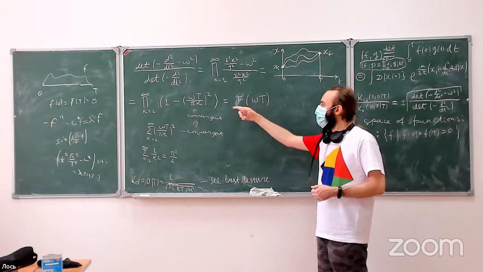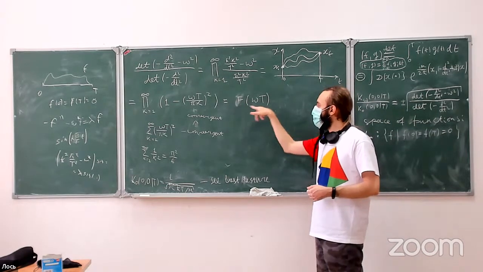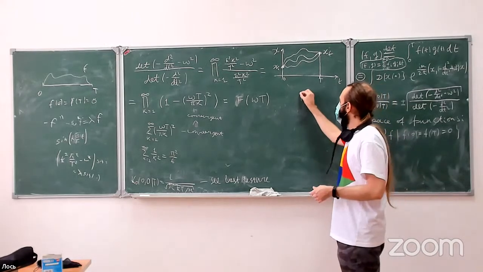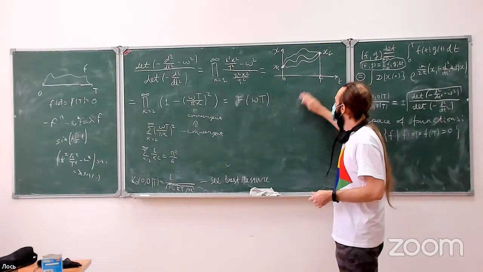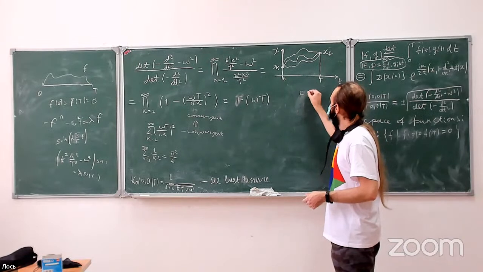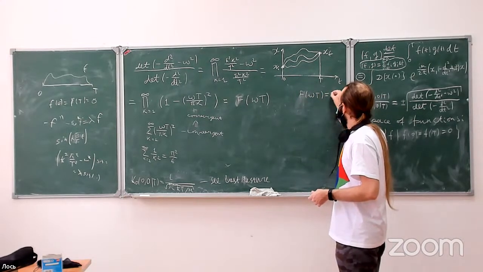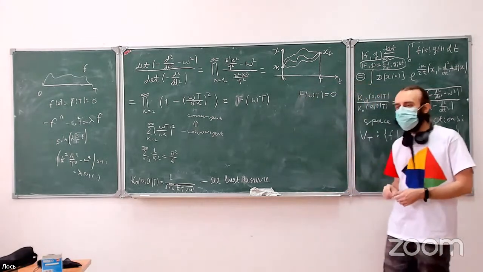So I'm asking you, what are all the zeros of this function? So f of omega t equals 0. The question is when it happens.